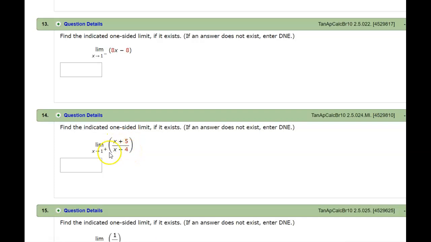The problem for this graph would be at negative 4, because that would make the denominator 0, and we'd have a vertical asymptote there. But that's not where they asked for the limit. They asked for it at 1.